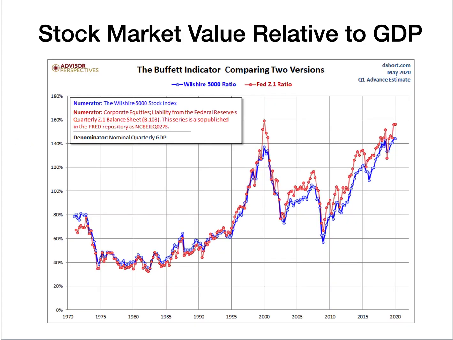Another way that you could measure the stock market relative to GDP is to use the Wilshire 5000 stock index, and I believe that data on this is also available in FRED, and otherwise here they're using the same data from the flow of funds. And what you notice is that using the Wilshire 5000 and the flow of funds data in red, you get very similar pictures about the stock market value relative to GDP.